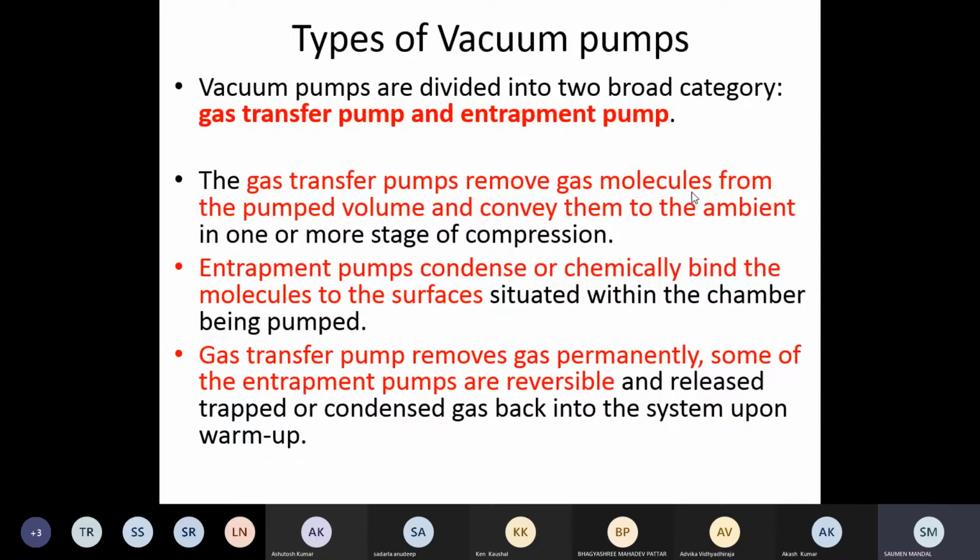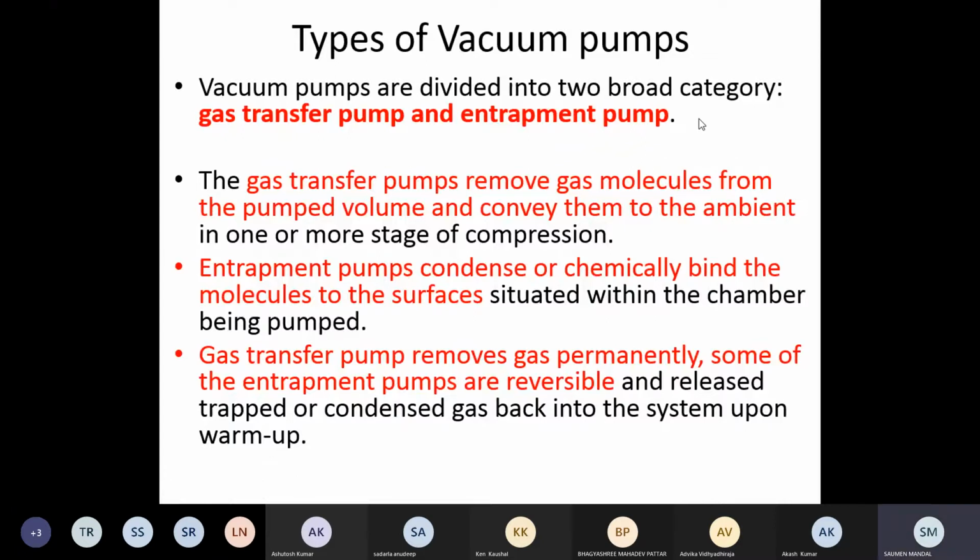Now, this gas transfer pump, I think I showed one video in the last class. There you might remember how it works, which I explained. The same line: first you have to start the gas transfer pump and then the entrapment pump. When the gas transfer pump gives sufficient vacuum, only then the entrapment pump will be started.